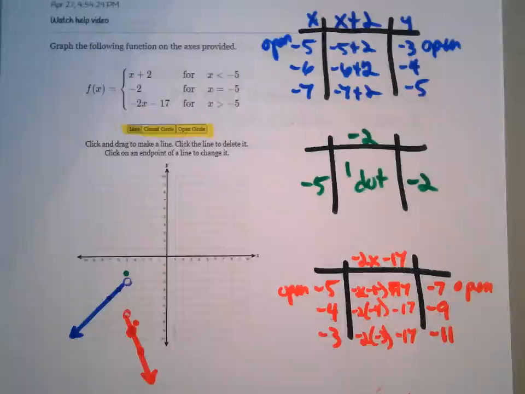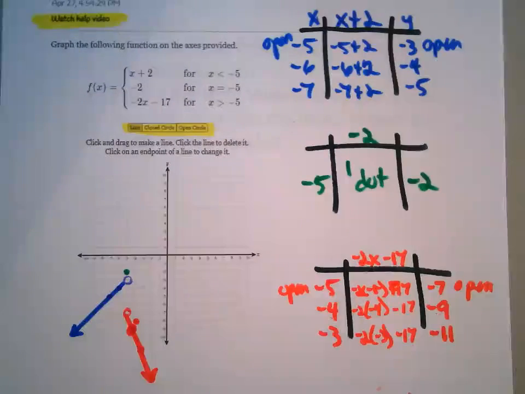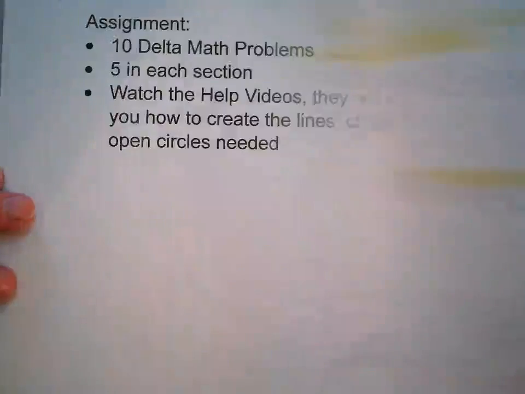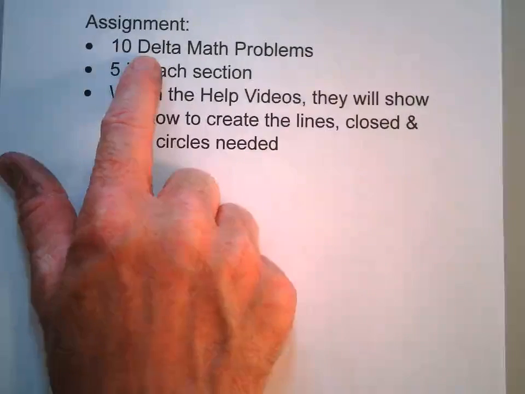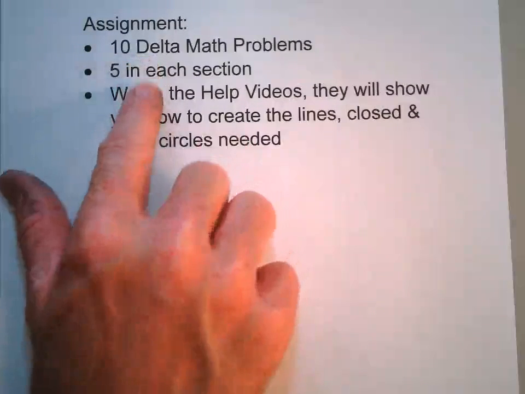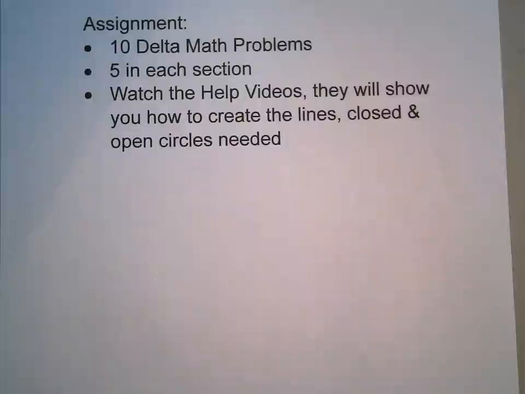So that's graphing piecewise. It is going to be a little bit challenging, but please, please, please check out these help videos. They will help you out tremendously, okay? You got 10 Delta Math problems, 5 of each of the levels. And then please just watch the help videos. I promise they'll help you if you are wanting the help, okay? Good luck. Let me know if you need any help.